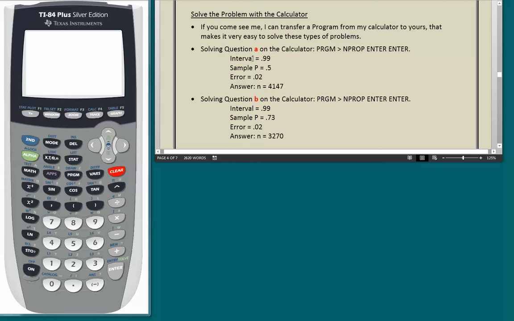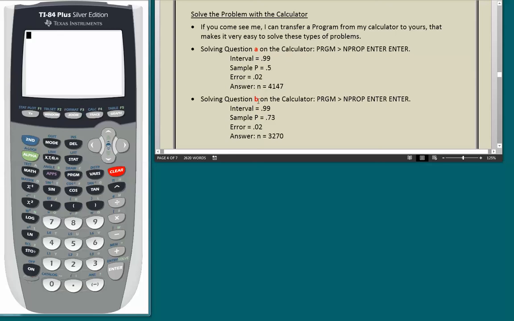It prompts you for interval, and that's going to be the 0.99. It prompts you for sample p, that's going to be the 0.5. It prompts you for error, and that's the 0.02. After you type in each of those things, you hit the enter key. When you hit the enter key after error, it instantly gives you the answer, which in this case is n equals 4,147, and that is the answer. That is the minimum sample size for question A.